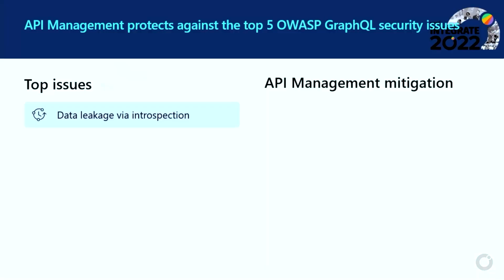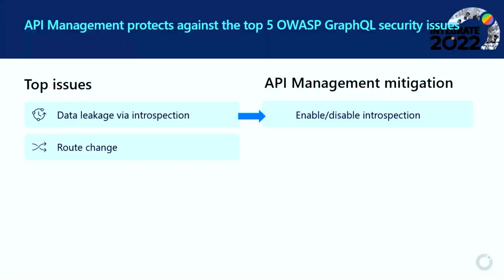So the first one is data leakage via introspection. And this was something that I mentioned before. If you're able to look into the schema, you can actually write an introspection query that says, I'm looking for this, and it'll send back your fields. And that can get a little sketchy when you're just a normal user that's maybe trying to have bad intent and dig into the schema and find information that you shouldn't have access to. So with API management, you can actually enable and disable introspection, so this prevents that from happening.